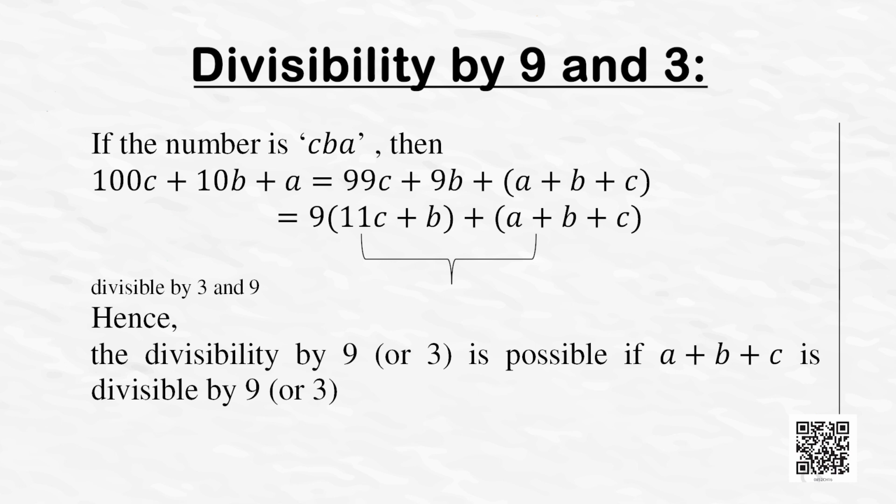Since 9 times (11C plus B) is divisible by 3 and 9, hence the divisibility by 9 or 3 is possible if A plus B plus C is divisible by 9 or 3. Students, let us solve some problems based on this. Students, in the given problem, check the divisibility of the number by 9.